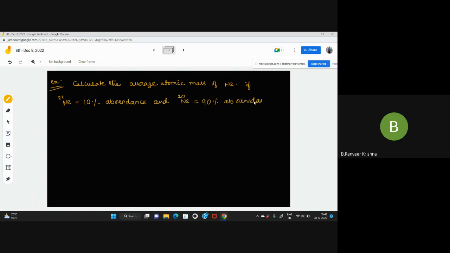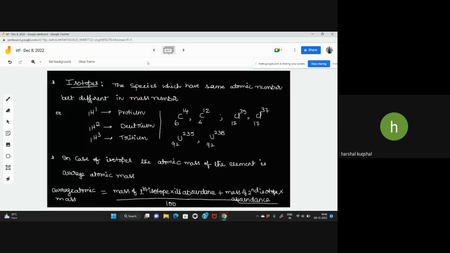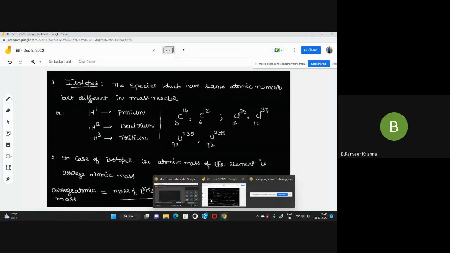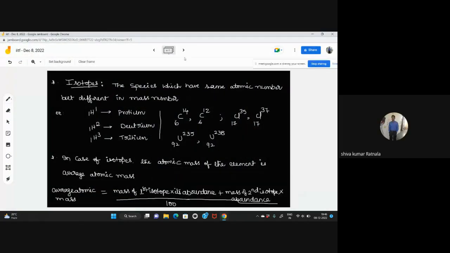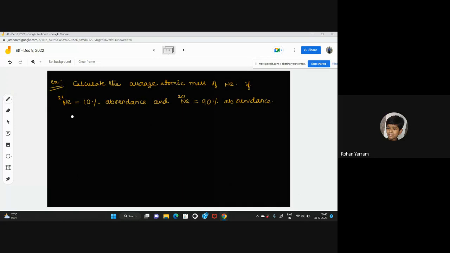Sir, 20.2. Correct. Sir, that means it is applicable to all elements which can show isotopes, that means isotopic elements. Yes, sir. Okay, let me calculate.